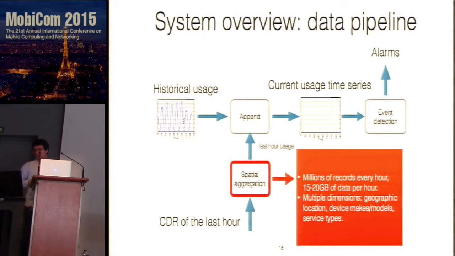So an interesting point is the spatial aggregation, given that it has a scalability issue, because in a mobile network with millions of users, there are millions of transactions every hour with gigabytes of data every hour. And it has multiple dimensions like geographical location, device type, device model, service type, etc. So how can we make this more scalable to the entire network?